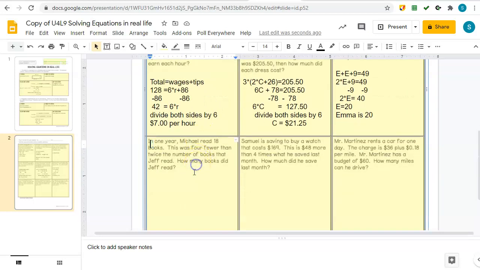I'm just going to set up these last 3 and then give you the answers. Alright? So in 1 year, Michael read 18 books. This was 4 fewer than twice the number of books that Jeff read. How many books did Jeff read? So Jeff read twice the number that Michael read. Minus 4. Oh, sorry.